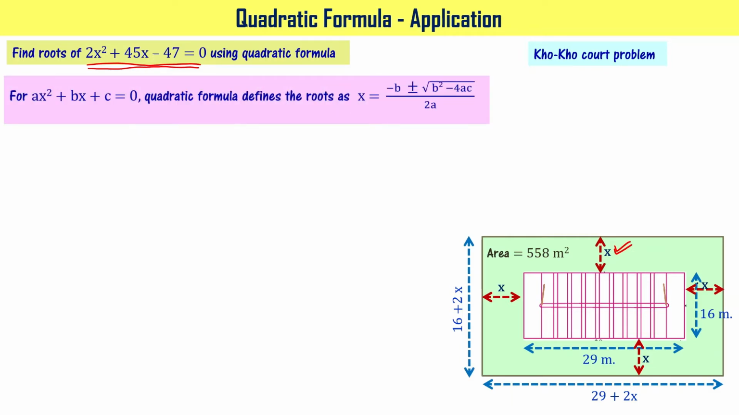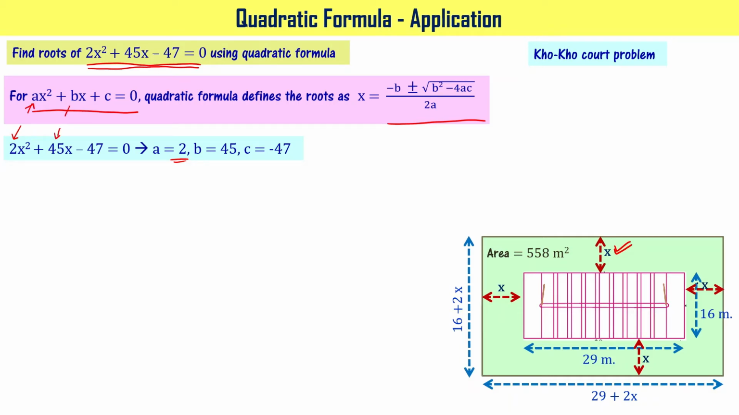Quadratic formula defines the roots for ax square plus bx plus c equal to 0 as x equal to minus b plus or minus square root of b square minus 4ac divided by 2a, right? Now let us compare 2x square plus 45x minus 47 equal to 0 with ax square plus bx plus c equal to 0. When you compare, you say that a equal to 2, right? That is the coefficient of x square. And b equal to 45, that is the coefficient of x. And c is the constant, that is equal to minus 47, right?